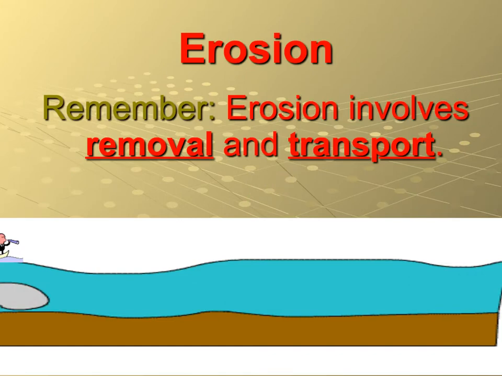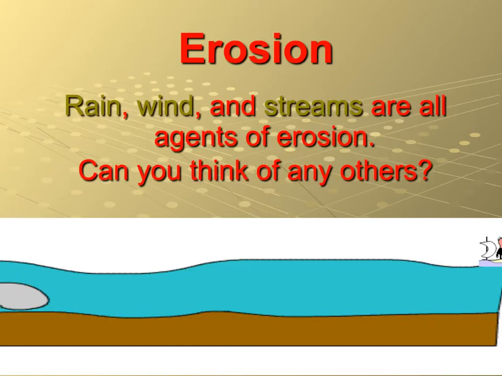So keep this in mind. Weathering is the breaking down or the destruction, either chemically or mechanically, into smaller pieces. Erosion involves the removal and transport. I like to think of erosion as escaping. It's going to go somewhere else. Erosion is escaping. Wind, rain, streams, these are things that cause erosion. Can you think of some others? Perhaps gravity? Anything else you can think of?